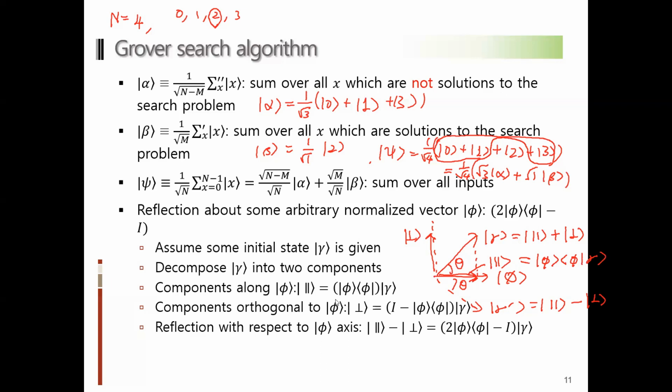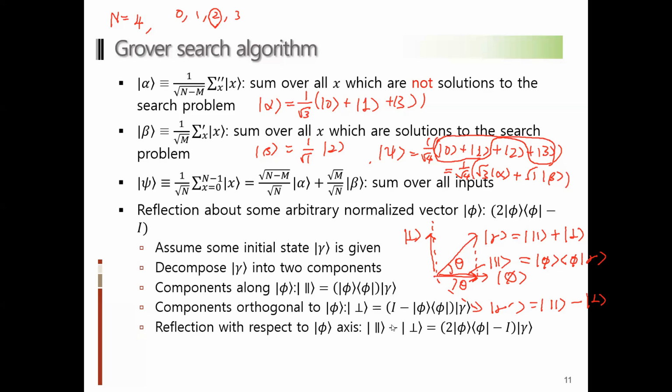So here I just summarize that the parallel component can be obtained by this projection operator, and then the normal component can be obtained by subtracting this parallel component from gamma, and then I can express it this way. And what we are looking for is this gamma prime. So now what I have to calculate is the subtraction of this normal component from this parallel component. Parallel component minus normal component, and the parallel component is this one, and the normal component is this one.